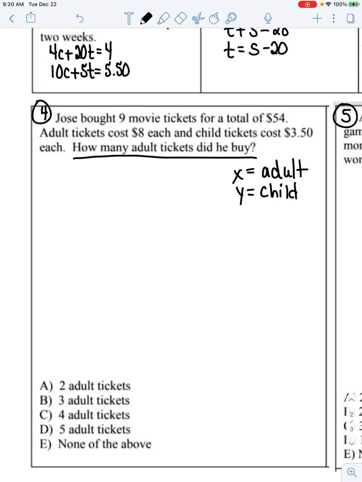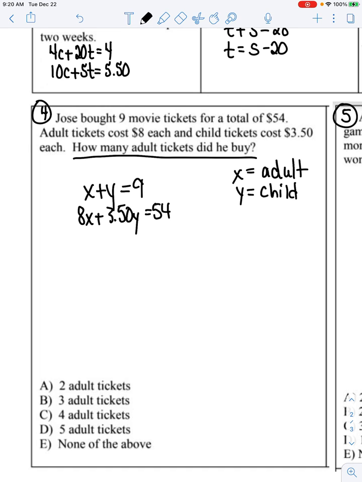Okay, so looks like he's talking about number of tickets and money. So how many tickets did he buy altogether? 9. So adult and child tickets, total number is 9. Now it looks like they bring in money. How much was each adult ticket? $8. $8 per adult ticket times X, plus how much was each child's ticket? $3.50 times Y equals, what was the total dollar amount?